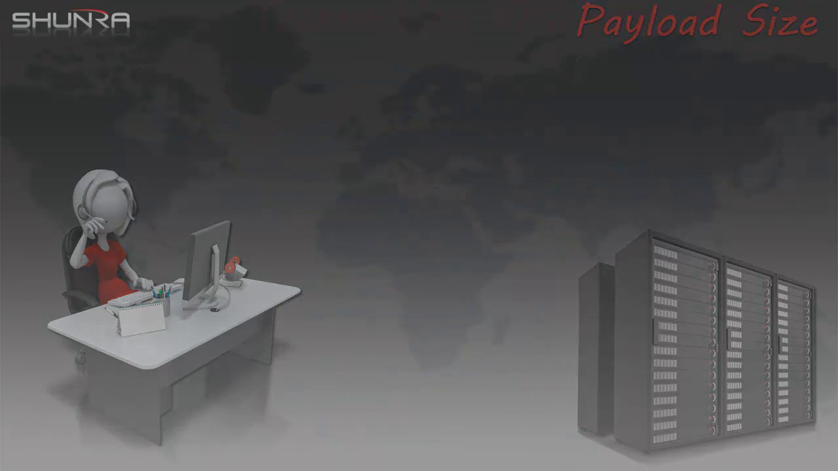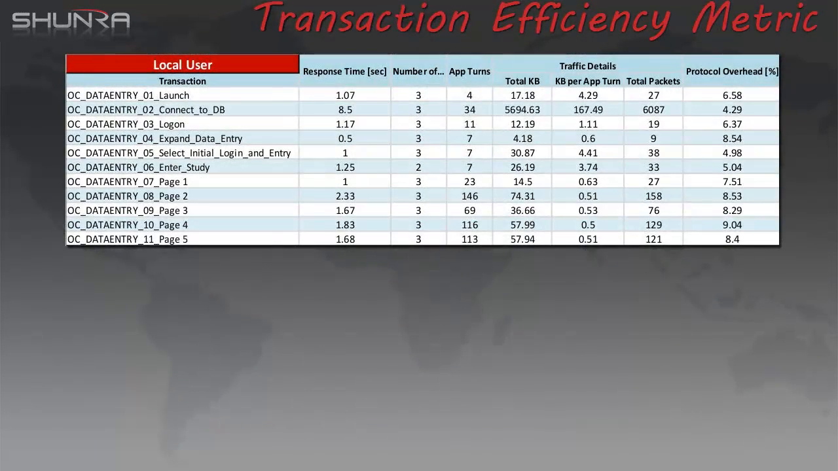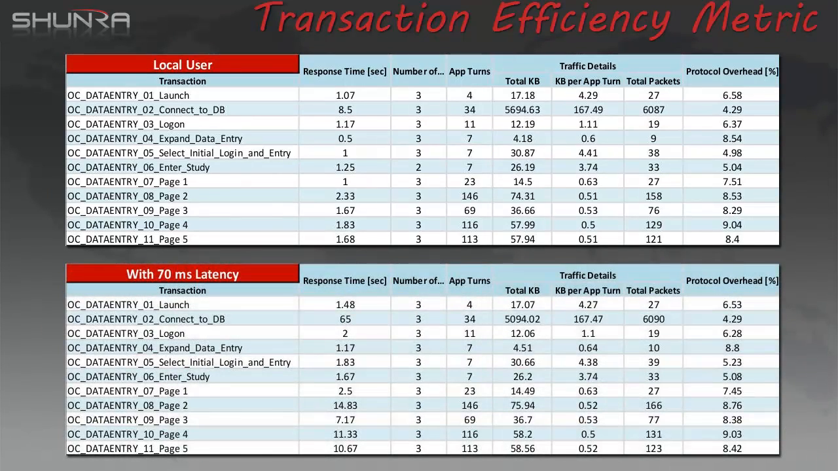So let's take a quick look here. This is called a transaction efficiency metric. This actually goes and looks at transactions side by side and looks at the characteristics of each transaction as it happened over different distances. As we see here, we have a local user accessing his server locally, and it's doing a set of transactions, and we have a user 70 milliseconds of latency away from the server accessing the same transaction.